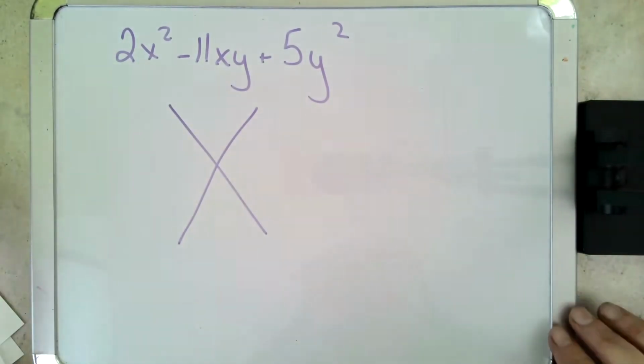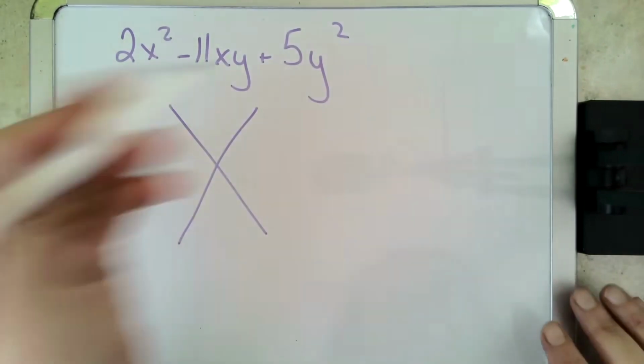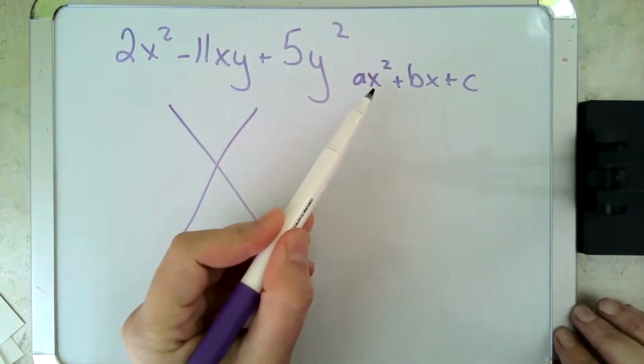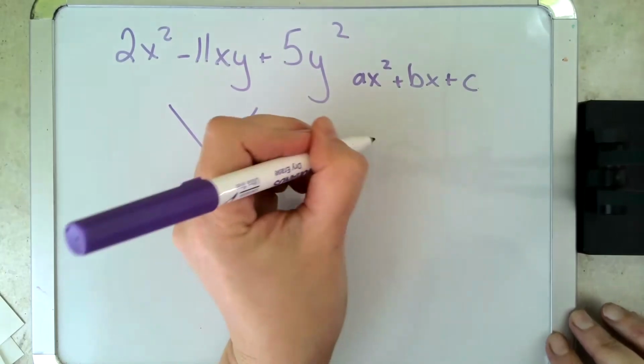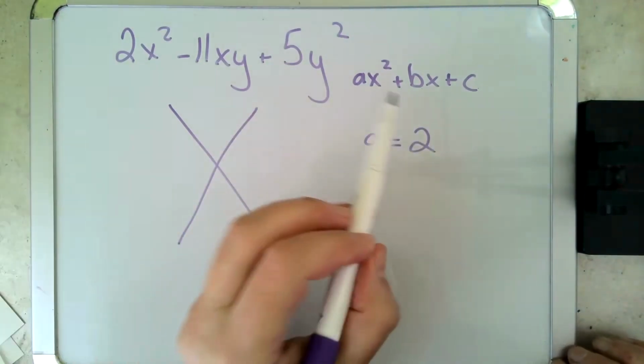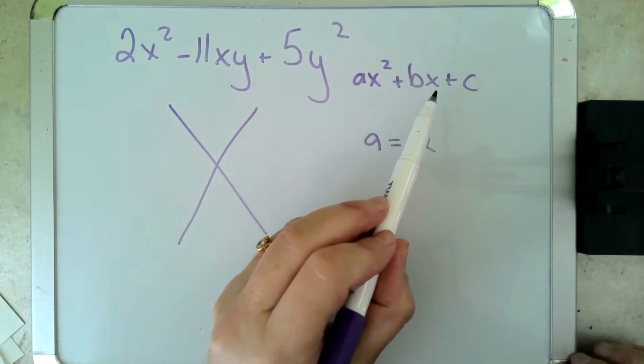Well, let's start by making a list of what is A, what is B, and what is C in this scenario. So our parent form says that our A is the coefficient of our x squared term. Okay, so we have 2x squared. That means A equals 2. And our parent form says that B is the coefficient of our x.